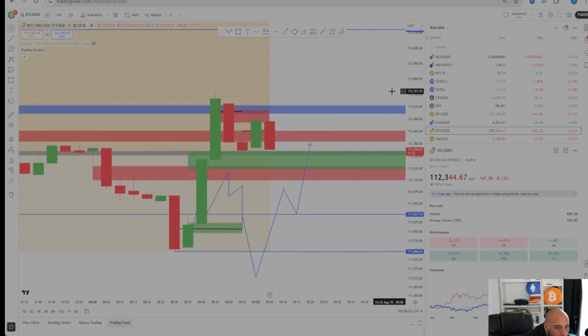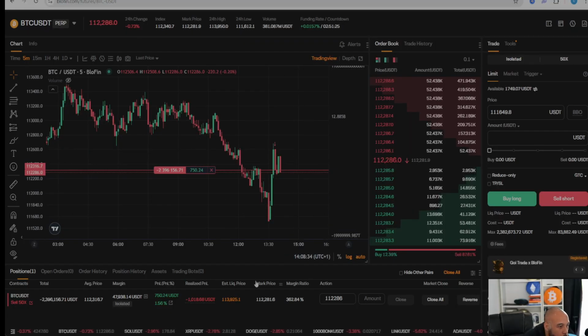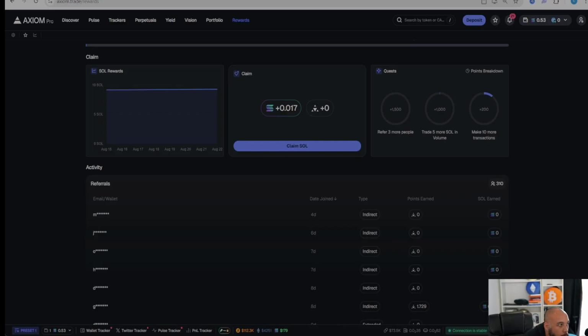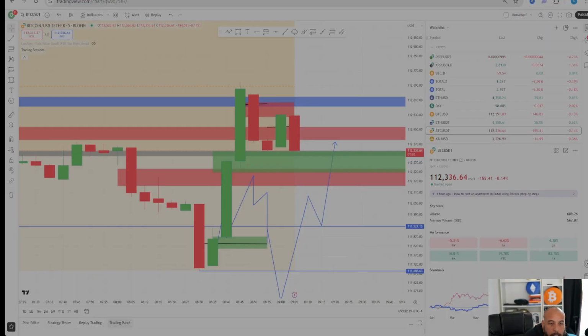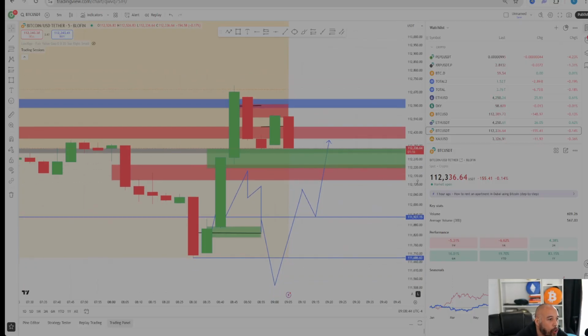Okay, so we are pretty much up now. $800 up now. Cool. This is Axiom. That's for my meme coin stuff.